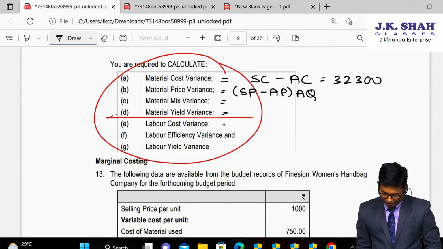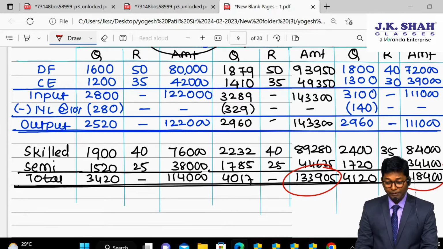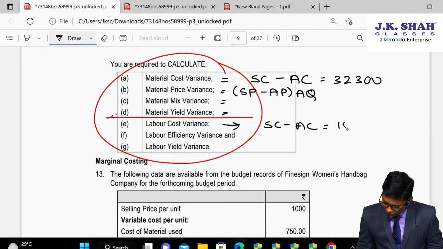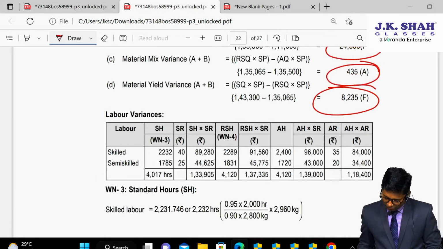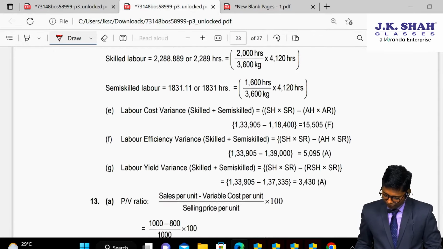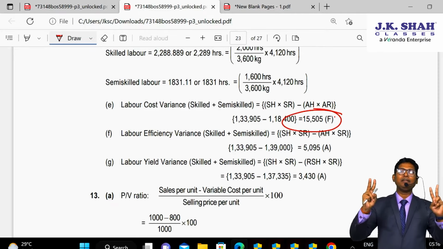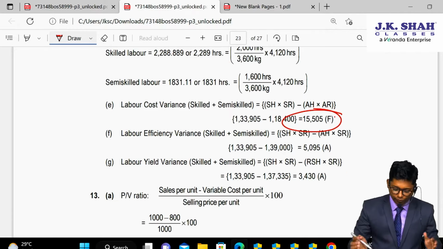Let's see what is asked in the question. The question is asking us to calculate labor cost variance, and labor cost variance is standard cost minus actual cost. My standard cost, always you should consider the comparable standard, is 133,905 minus 118,400. Company is really performing great. Company has saved 15,505. So 15,505 positive answer is favorable. You can cross verify this. Your answers are given in the question. It is 15,505. There is no chance of any error if you follow this technique. 100% guarantee of full marks if you follow this method.